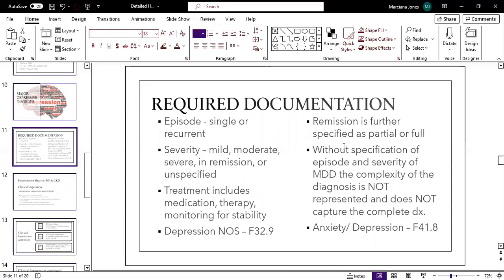And remission is further specified as partial or full. So if it's in remission, you're going to specify whether it's in partial remission or full remission. You see how it goes all the way down the line, and it gets more specific and more specific and more specific. So without specification of the episode and severity of the major depressive disorder, the complexity of the diagnosis is not represented, and it does not capture the complete diagnosis.